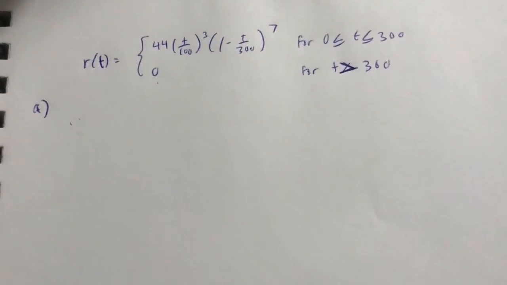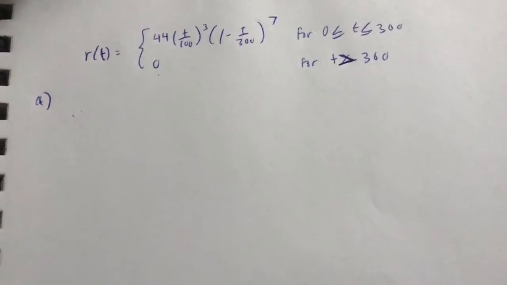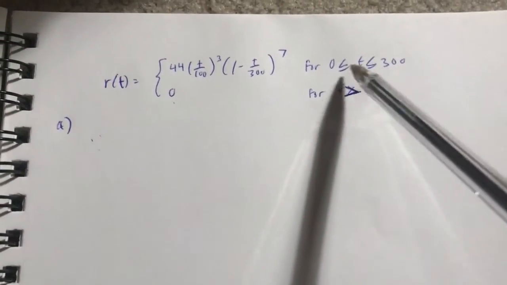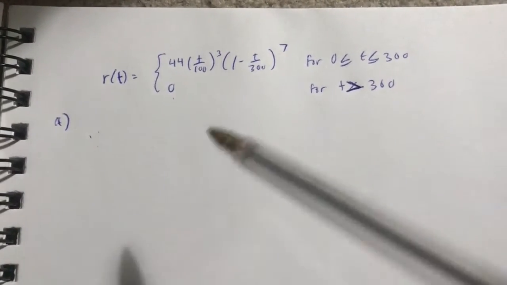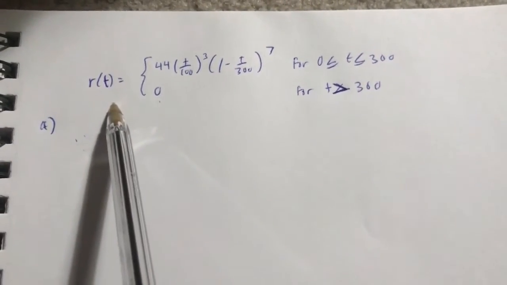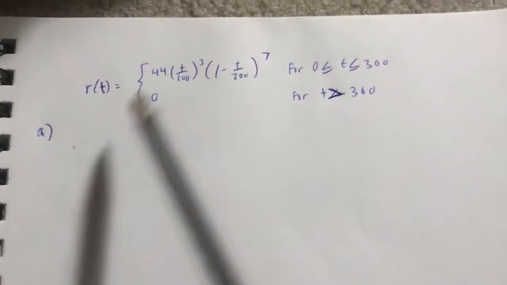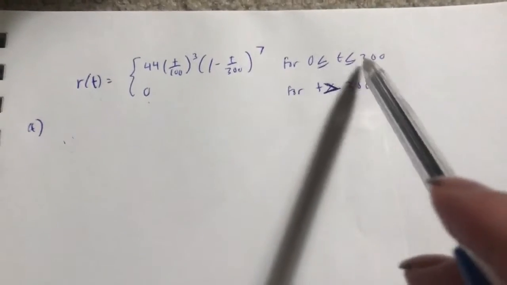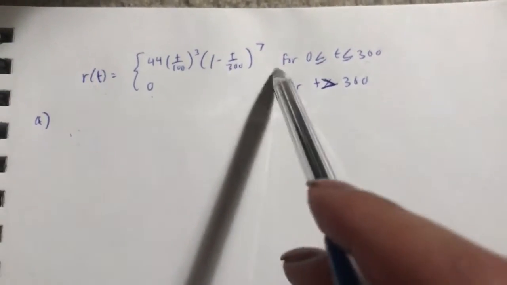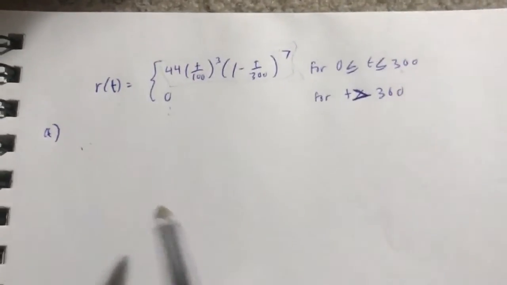Okay, so question 1A asks how many people enter the line for the escalator during the time interval 0 to 300 seconds, and t is given in seconds. It also gives us this piecewise function for the amount of people entering the line. So it's like a rate, and that's given by r of t. From 0 to 300 seconds, people are going to enter the line for the escalator at this rate, and then after 300 seconds, I guess they just stop.